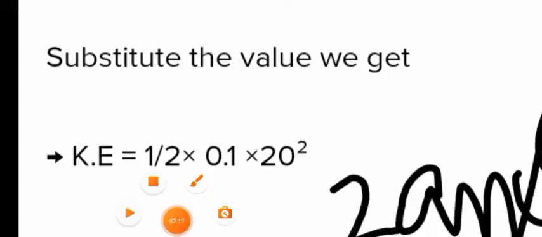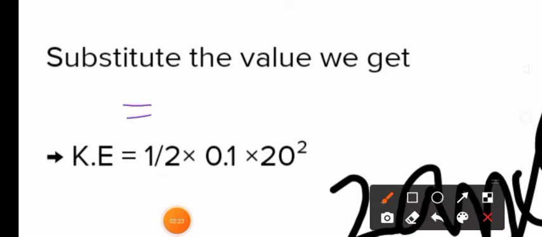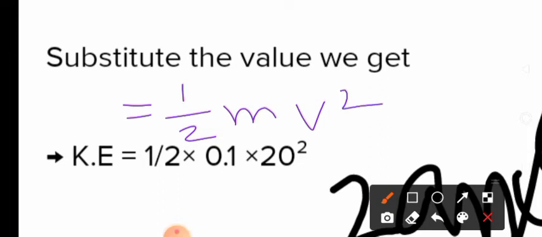Okay children. We know the formula for kinetic energy. What is the equation of kinetic energy? Kinetic energy is equal to half mv square, right? So half is given like this, and 0.1 is the mass. The mass is given as 100 grams. So when you convert that into kilogram, it will be 0.1 kilogram. Then what is the speed given? Speed is 20 meter per second, so 20 square.